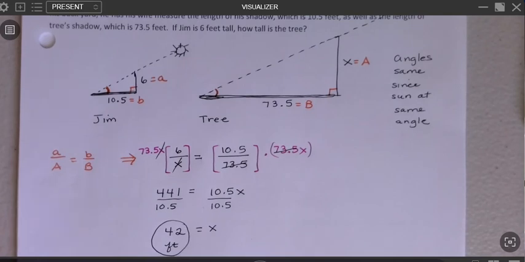All right, that brings us to the end of section 4.6. You should be good to go to finish up the homework.